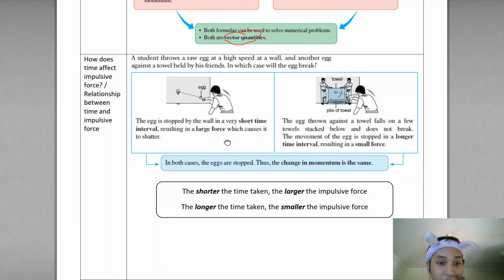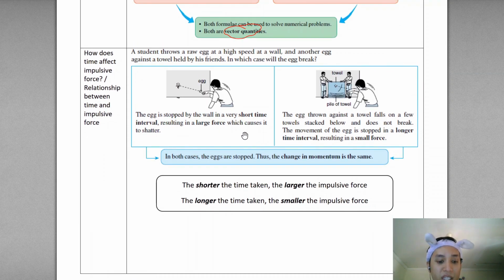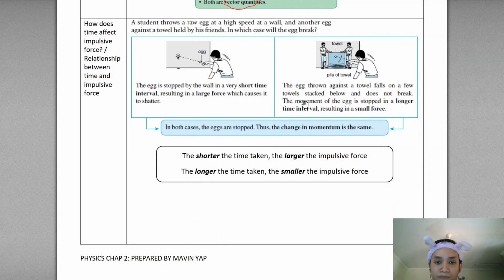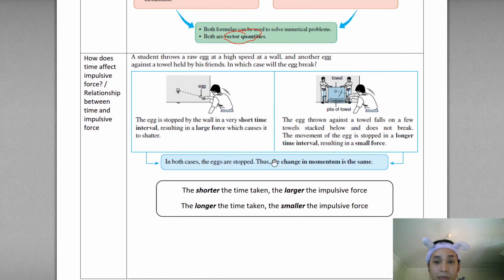So if you see the explanation here, the egg is stopped by the wall in a very short time interval, meaning this is short impact time. Therefore, you will experience a large force, therefore it breaks. Now, when you throw to the towel, the movement of the egg is stopped in a longer time interval. Therefore, the impulsive force is smaller. Now in both cases, the eggs are stopped, but the change of momentum is the same, meaning the impulse is the same. But just that one breaks and one does not break.